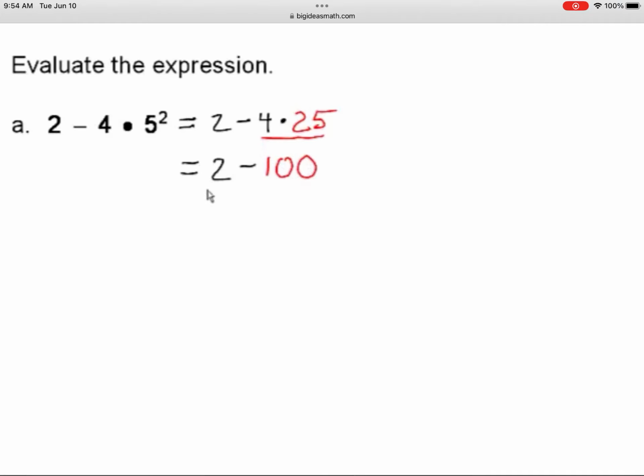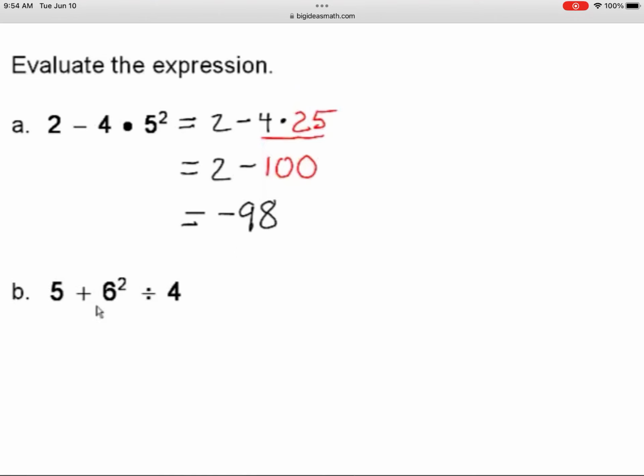So finally, we're down to one operation, and 2 minus 100 is equal to negative 98. And that's our answer, because the value of 2 minus 4 times 5 to the second power is negative 98. Let's do another problem.